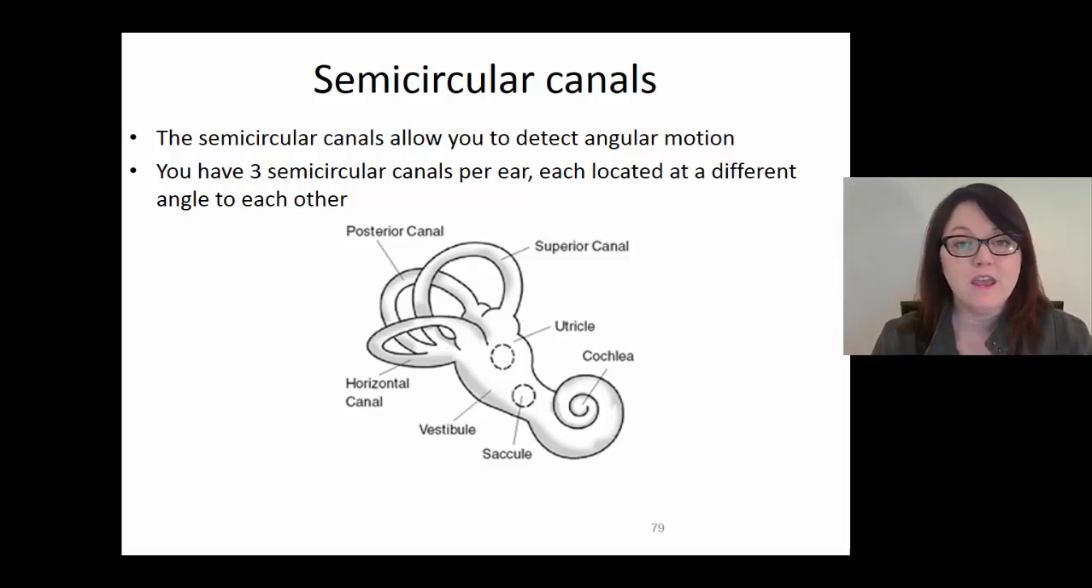The semicircular canals are different. They allow you to detect angular motion. So if you were driving straight and then turned, your turning is what would be detected by the semicircular canals. So we have 3 semicircular canals per ear, and each is located at a different angle to the other. And by having these canals at differing positions, it allows us to detect angular motion in any direction.